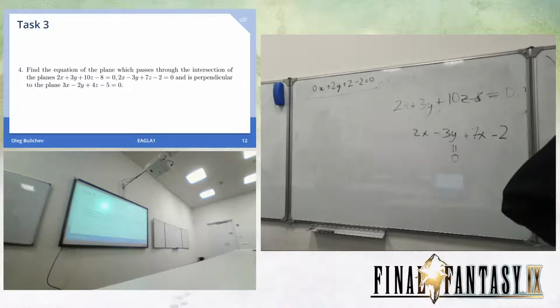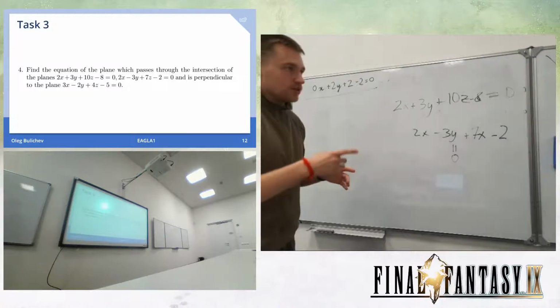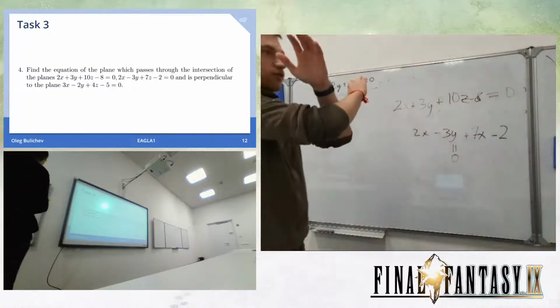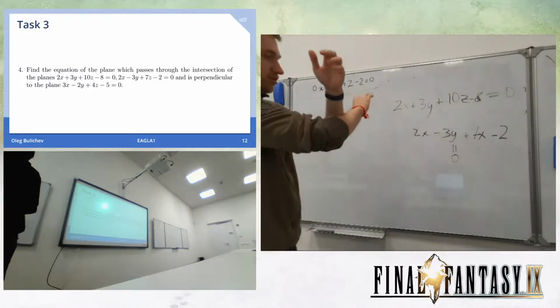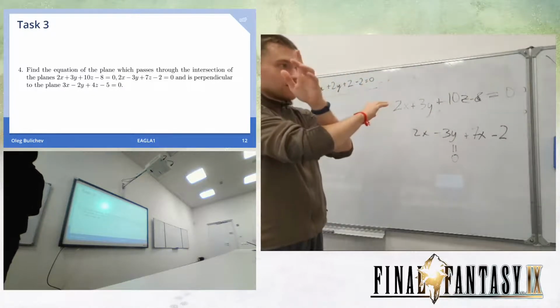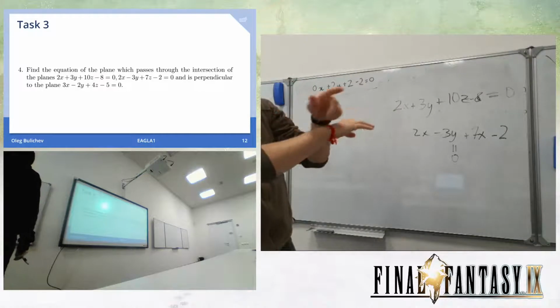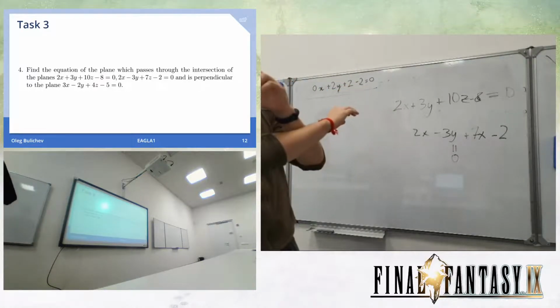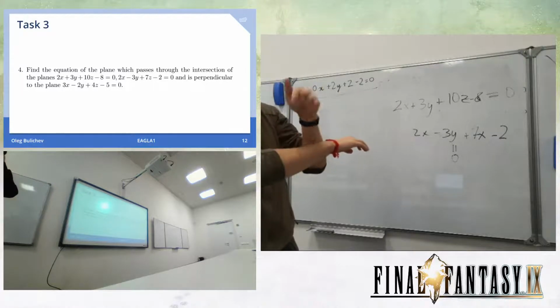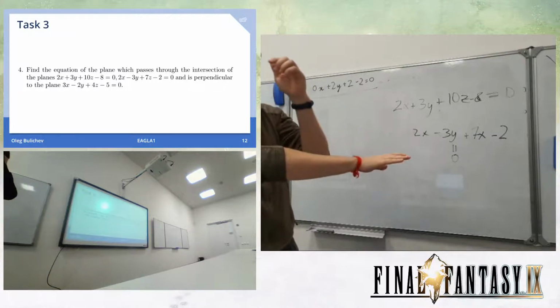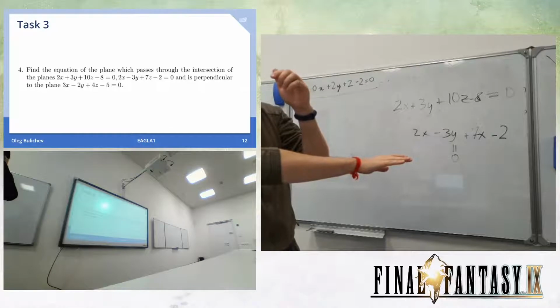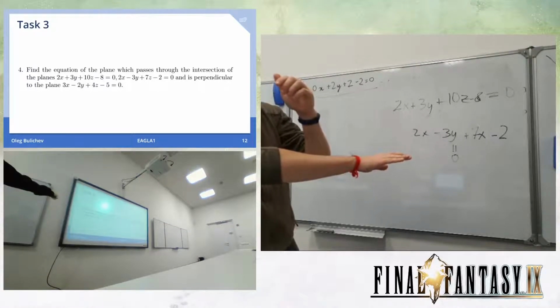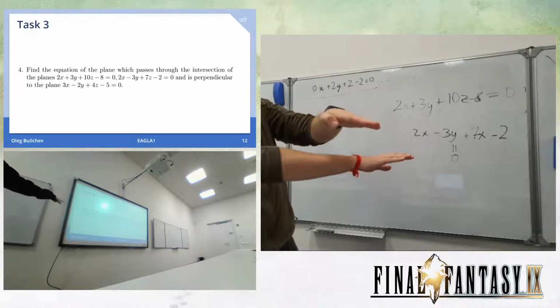So let's imagine the situation. We have two planes. Okay, we find the line. It's this line, and it is perpendicular to the plane. So we have a line, and we need to find a plane. It should be perpendicular to this plane, so we need to consider the normals of the planes.